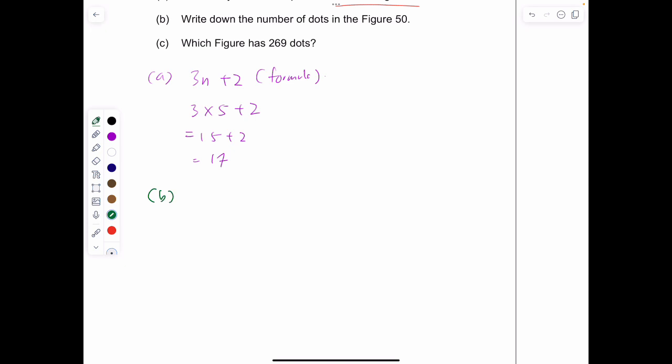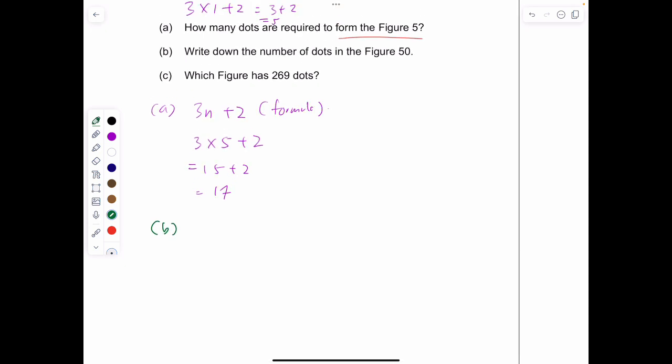For B, write down the number of dots in figure 50. Same thing, 3 times 50. n is replaced by 50, plus 2. Your answer would be 150 plus 2, answer 152.